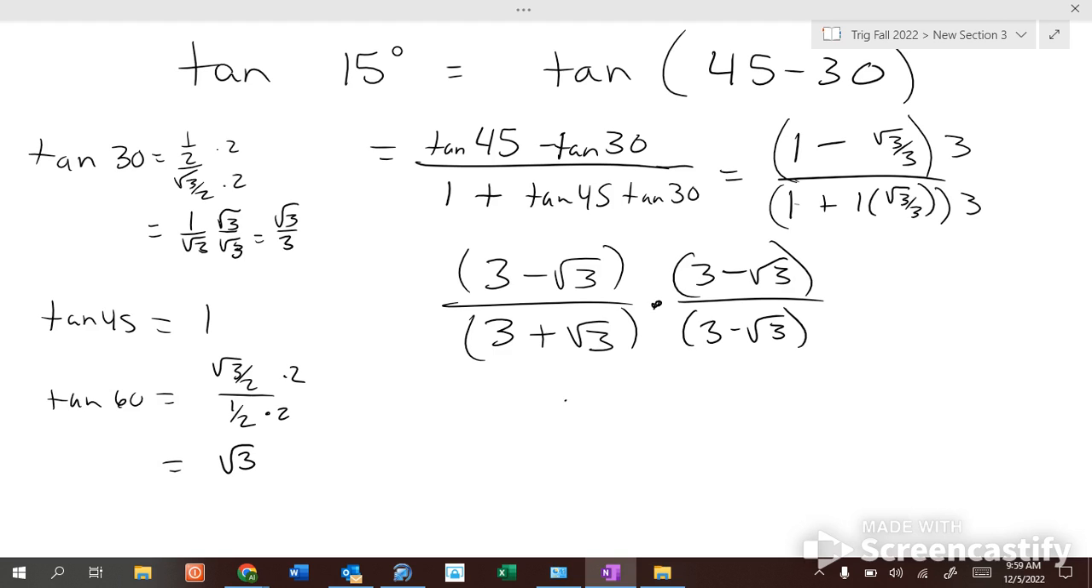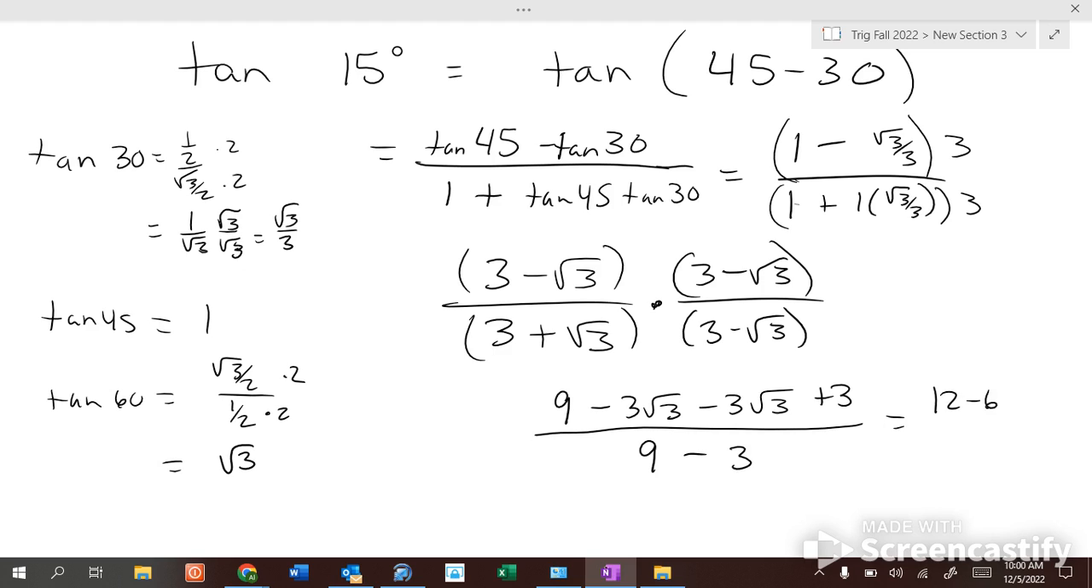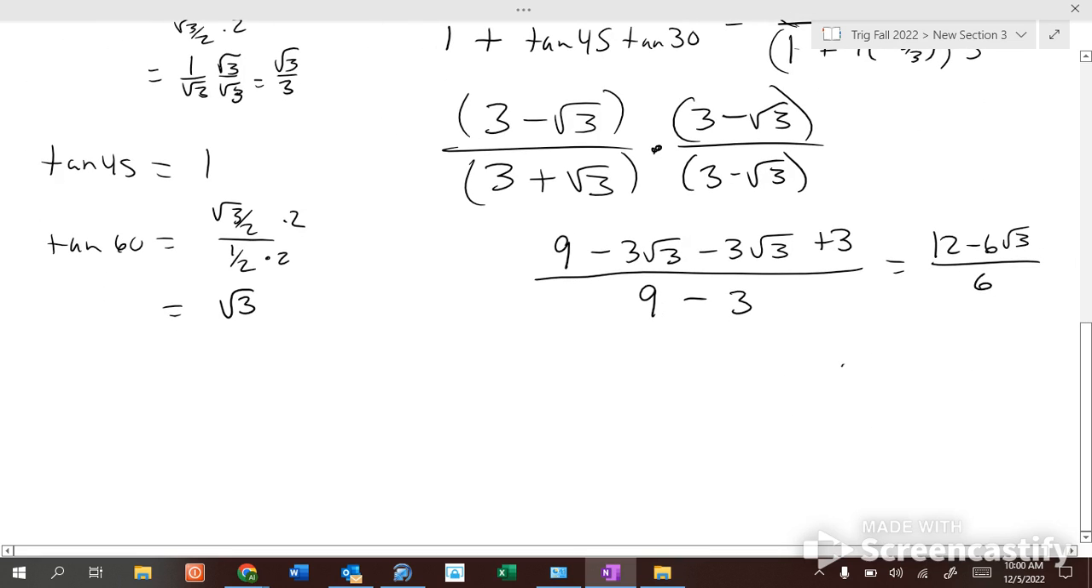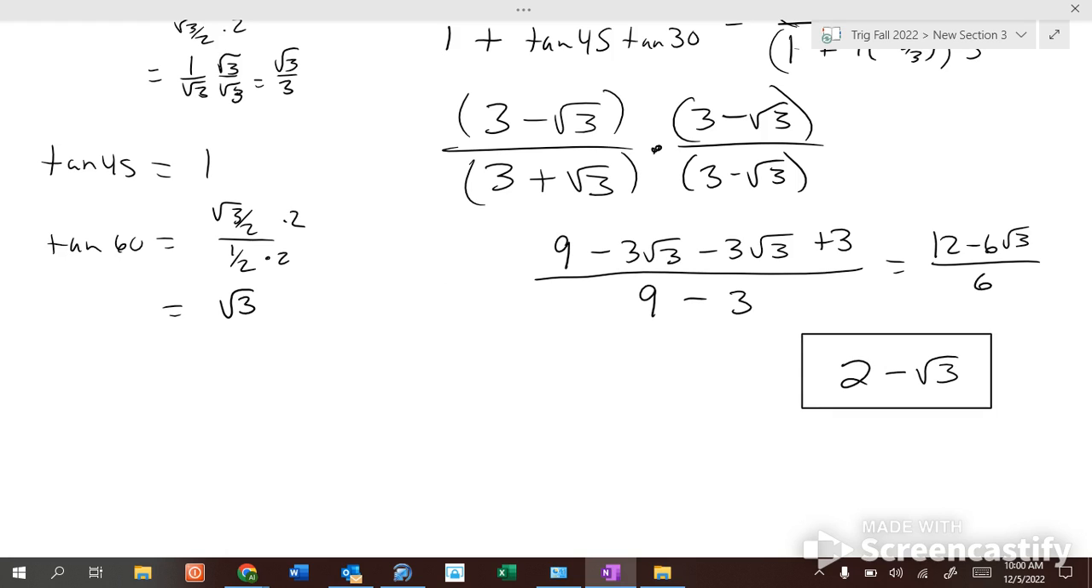So if we FOIL the top, we get 9. Outers is minus 3 square root of 3. Inners is minus 3 square root of 3. Last times last is plus 3. In the denominator, they're conjugates. So 9, outers and inners cancel, minus 3. So you get 12 minus 6 square root of 3 over 6, which is 2 minus square root of 3. Because if they both divide by 6, there we go. Tangents, a little more problematic.